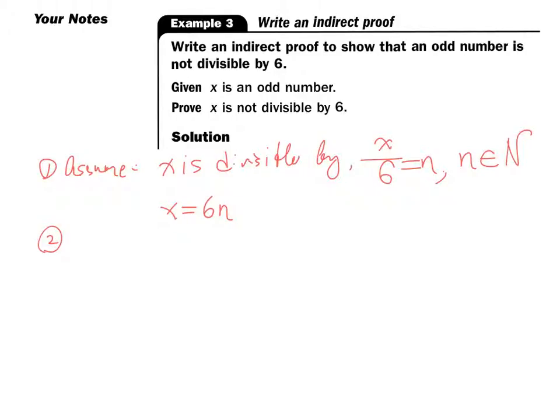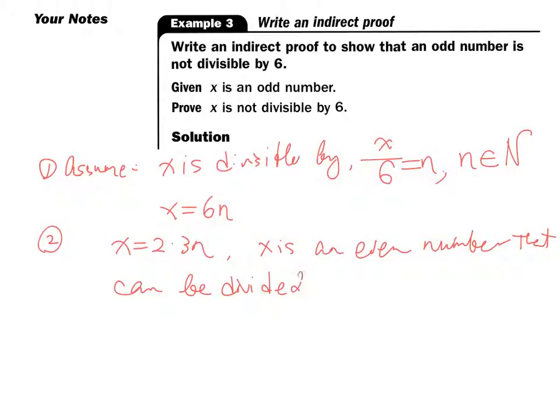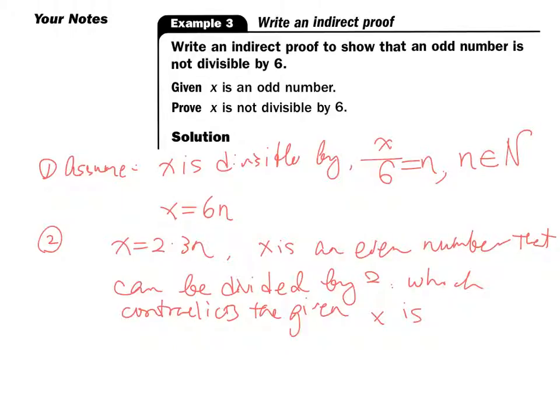The second step, if x is odd, by definition, x cannot be divided by 2. But look, I can rewrite 6n into 2 times 3n, right? So we know that 3n is a whole number. And so in this case, it just proved that x is an even number that can be divided by 2. This contradicts the given condition that x is odd.